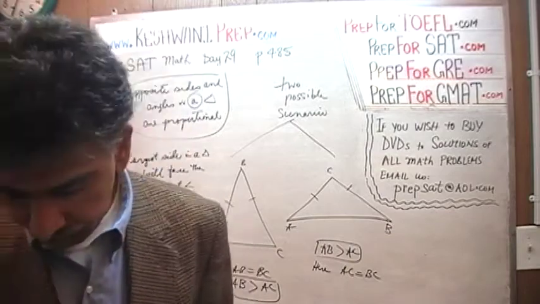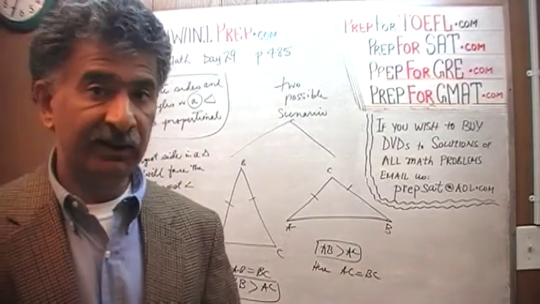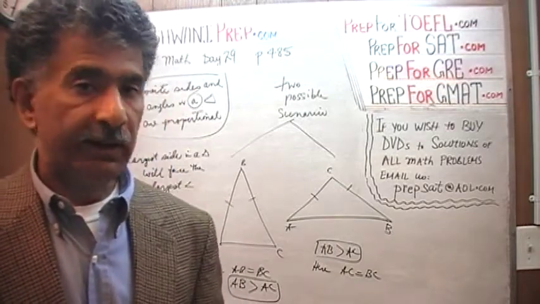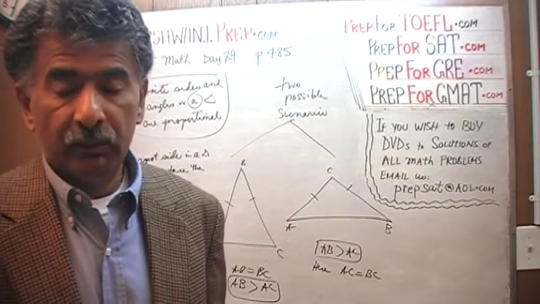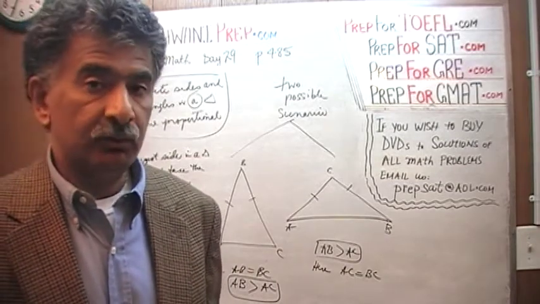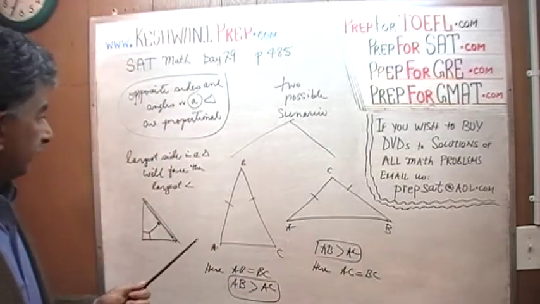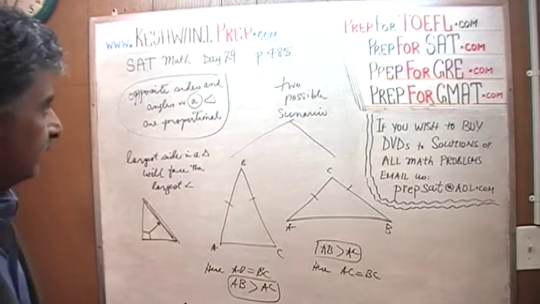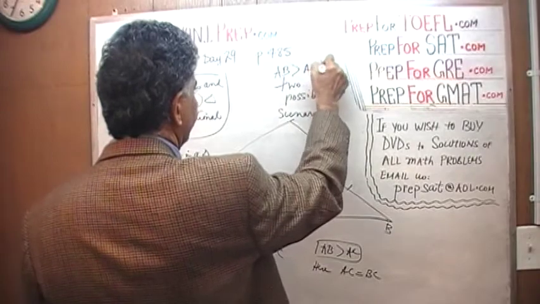Now what they tell us here is that triangle ABC is an isosceles triangle. But they don't tell us which two sides are equal. All they tell us is that two sides in this triangle are equal to each other. But they also tell you that side AB has to be bigger than AC.